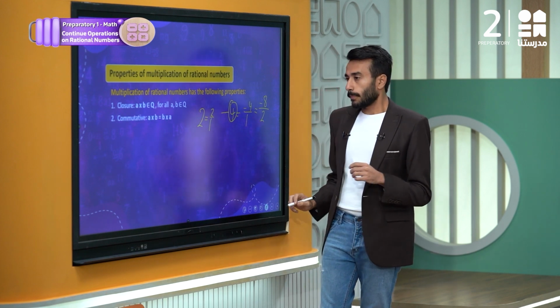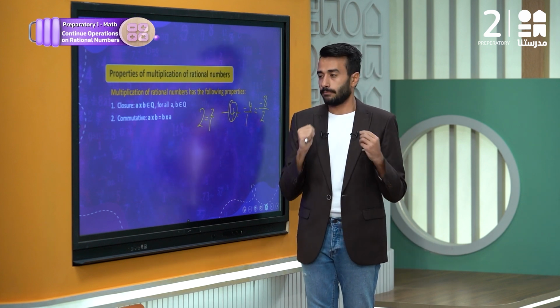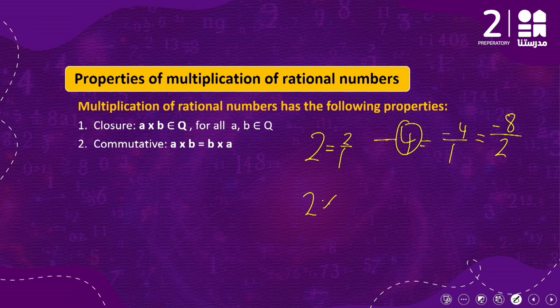Next point, the commutative property. Commutative means you can switch them. We know that 2 times 3 equals 3 times 2. If the 2 and 3 become fractions, like 2 over 5 times 3 over 7, we can easily put 3 over 7 first and then times 2 over 5 at the end.